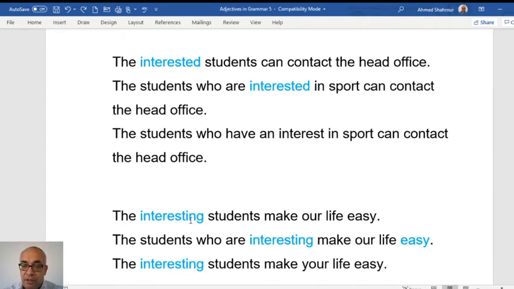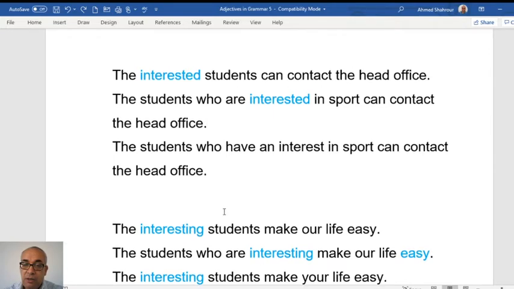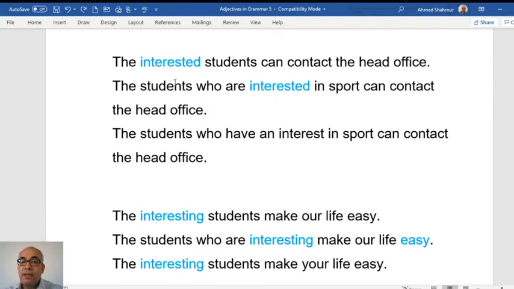And here I have interesting with an ing. Let's look at the first one. The interested students can contact the head office. So interested is a past participle, which is an adjective.